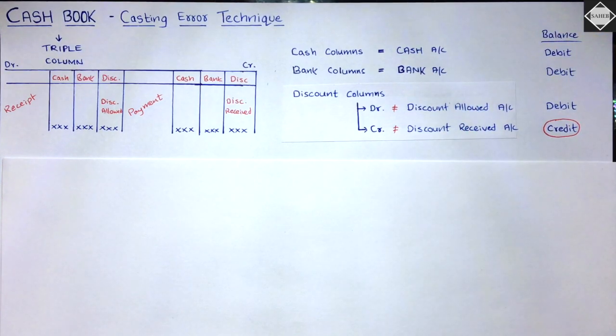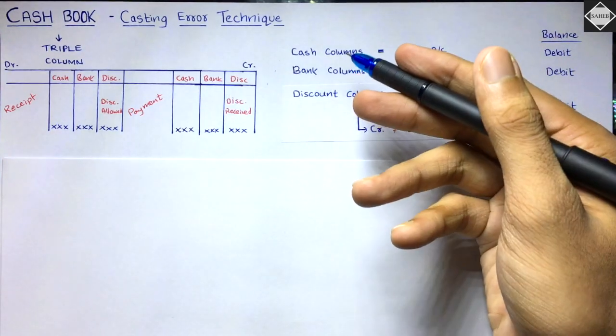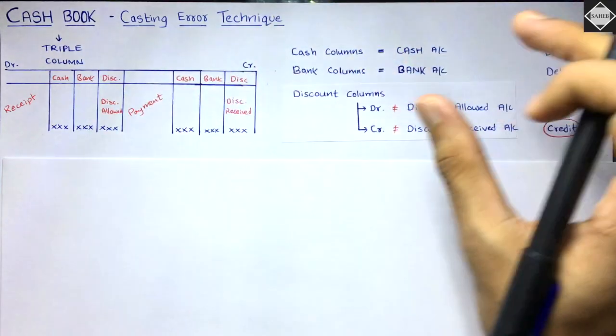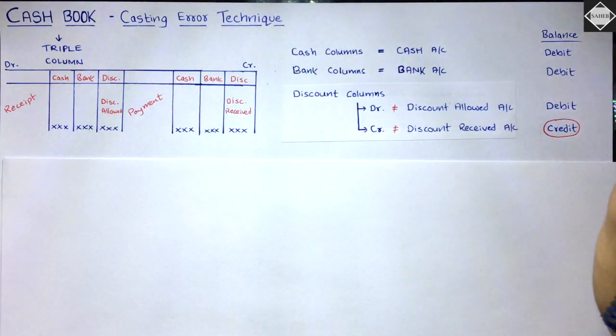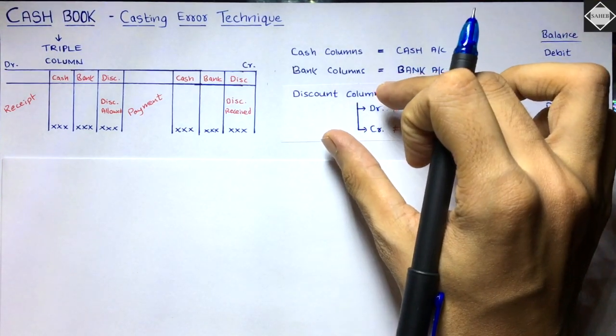So whenever you're preparing the cash book with a cash column and a bank column, of course the cash column will always be there. But if you're preparing with the bank column also, then you need not prepare separate ledger accounts for them, cash account and bank account. It will be duplication, and it's not prepared.